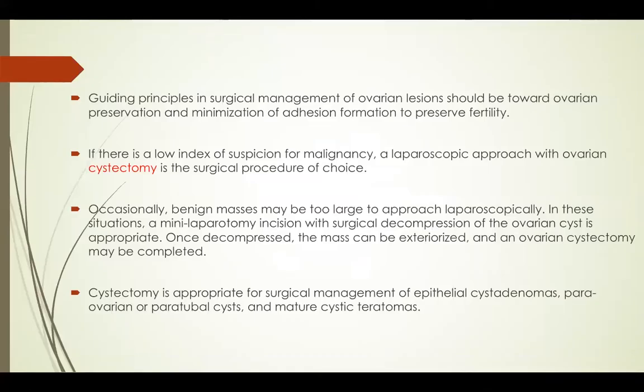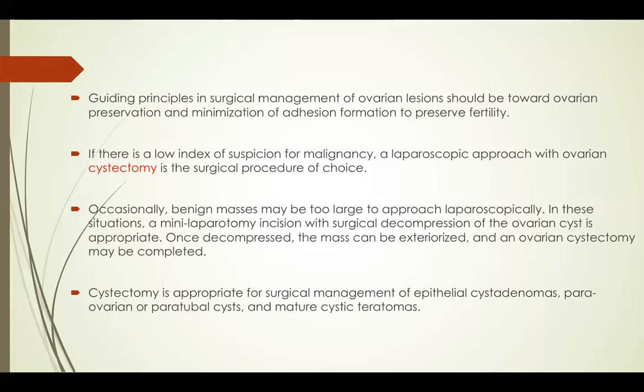The principle of surgical management is always the same: toward ovarian preservation, minimizing the adhesions, and preserving fertility and the hormonal function. If there is a low index of suspicion of malignancy, laparoscopic approach with ovarian cystectomy is the procedure of choice. But sometimes, even with ovarian masses, it's too big to approach laparoscopically. So maybe mini laparotomy is indicated in those cases.